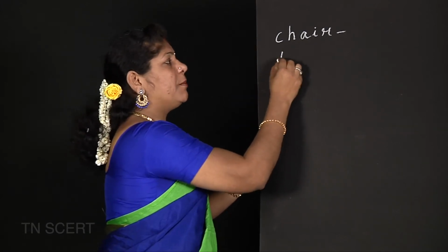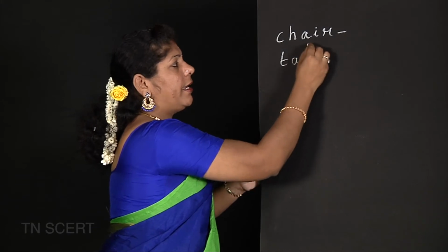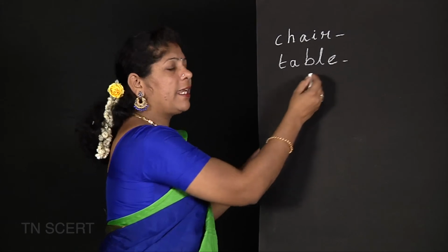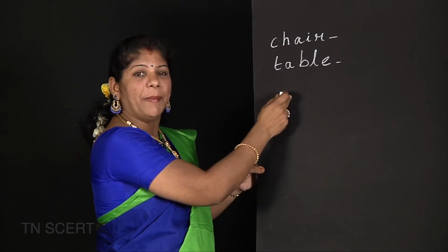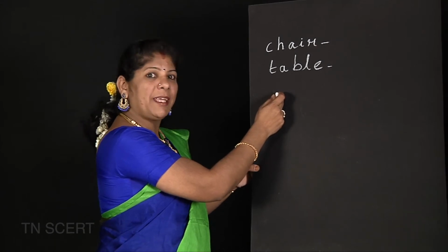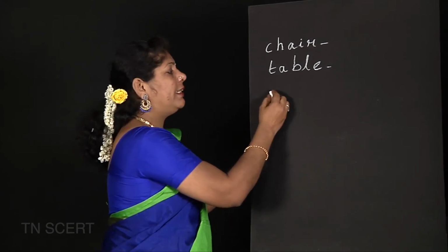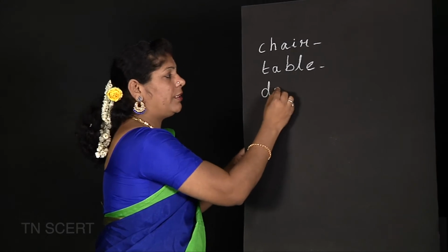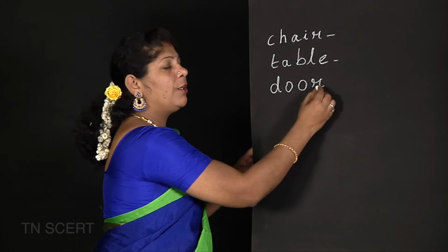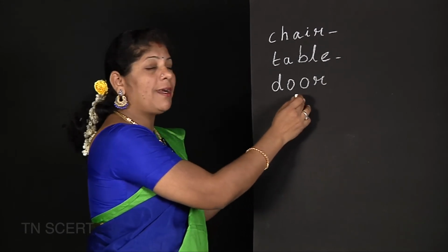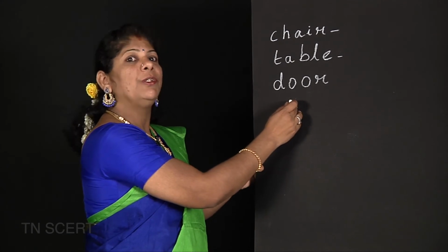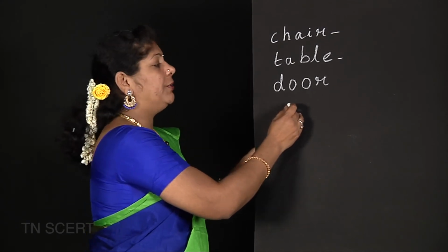Next, table. T A B L E. Table. Can you repeat? Table. Good. Next, door. D O O R. Door. Repeat after me. Door. Very good.